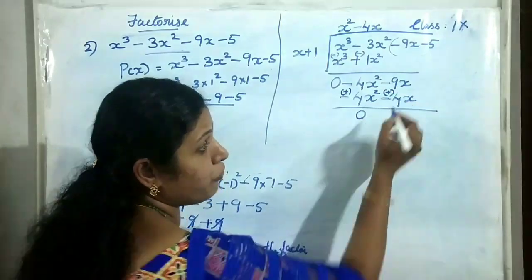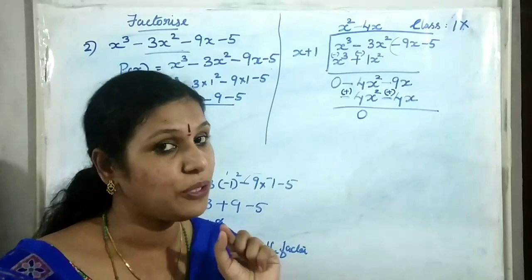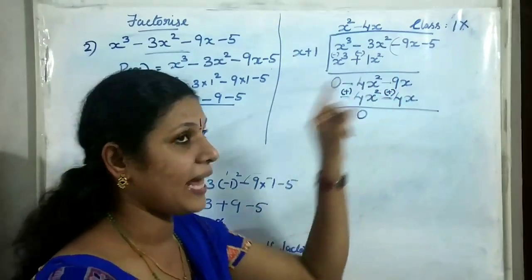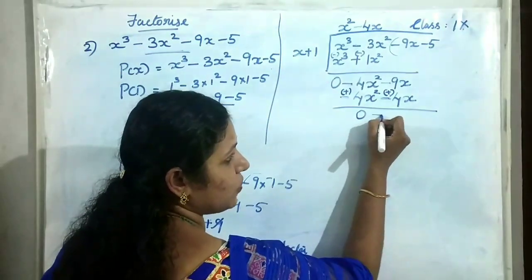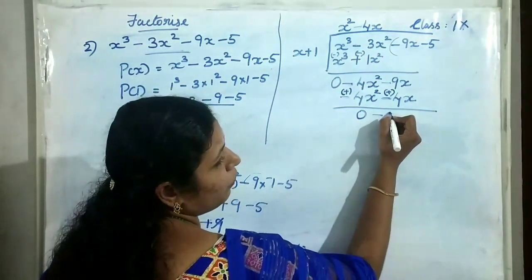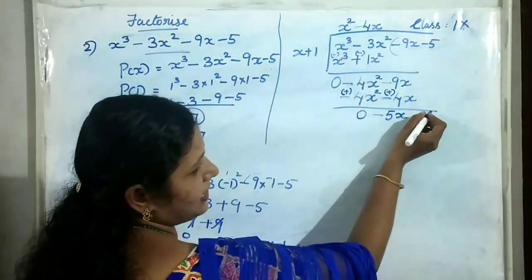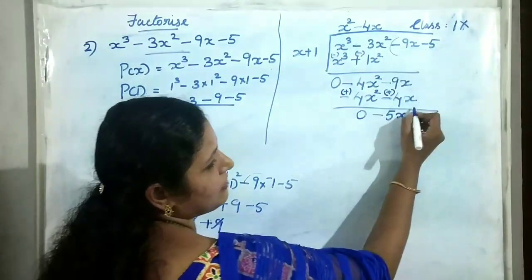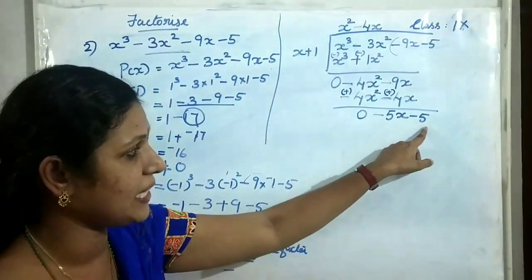Minus 9 plus 4. Different signs came. What will we do? Subtract and put the bigger number's sign. So 9 minus 4 is 5, and the bigger number's sign is minus. So the answer is minus 5, and here the variable is x. Then bring down this minus 5 from the top. We get minus 5x minus 5.